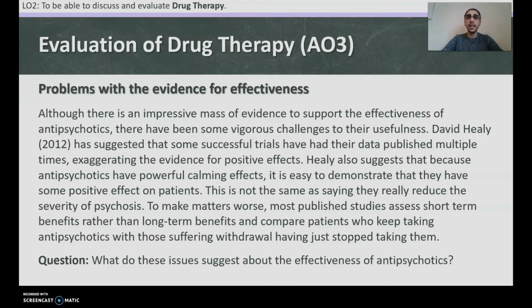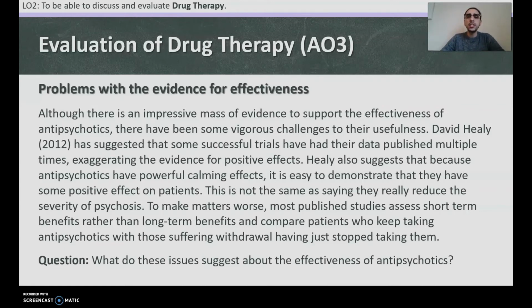So what this is saying is, how effective are they really? Yeah, they've been shown to be effective, but we know that they have sedative qualities as well. They have calming effects. Maybe the fact that they're just making people calmer is what seems to be reducing the symptoms, but isn't actually reducing the symptoms at all. It's just making people calmer.